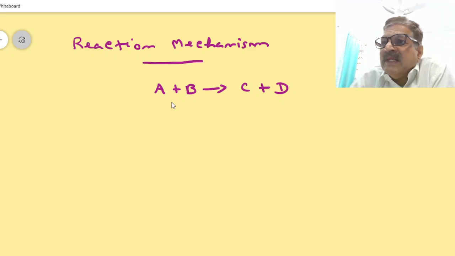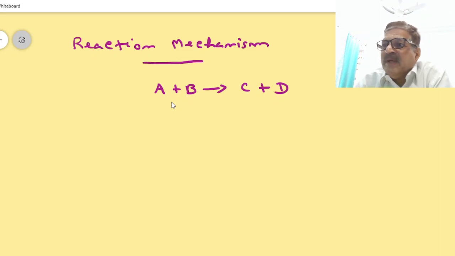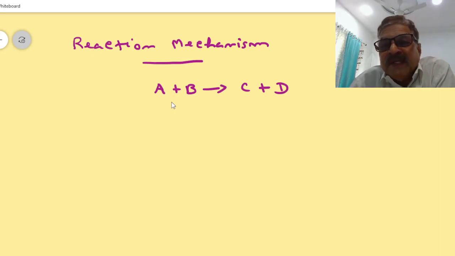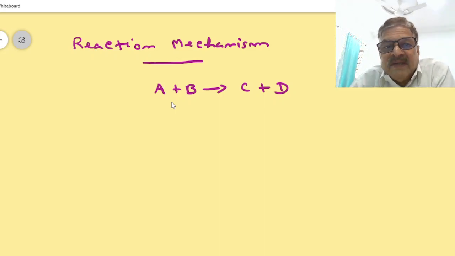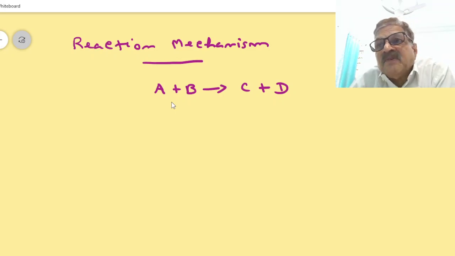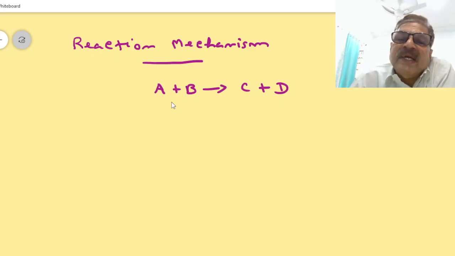Many reactions take place via intermediates, which may or may not have been isolated. There will be intermediates which we are not able to isolate. Therefore, we do not know the steps in which it is proceeding. Only the initial reactants we know, the final products we know. So we do not know how the reaction proceeds.